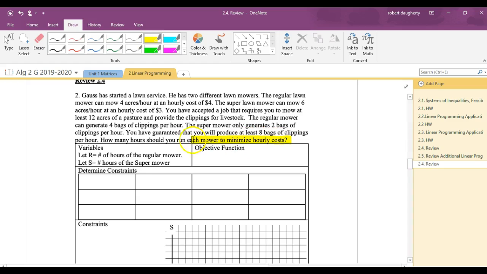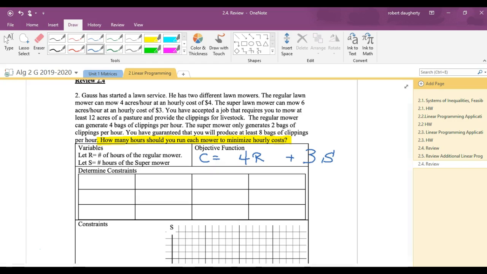Now this one I gave you a little bit of a head start. How many hours should you run each mower? I've already defined the variables, R and S, okay? So regular mower and super mower. Now, the objective function, I'm trying to minimize the cost. So the cost is going to be something R plus something S, okay? So how much does it cost to run the regular mower? So the regular mower runs at an hourly cost of $4, and the super mower runs at a cost of $3, okay? So that's my cost function that I'm trying to minimize.